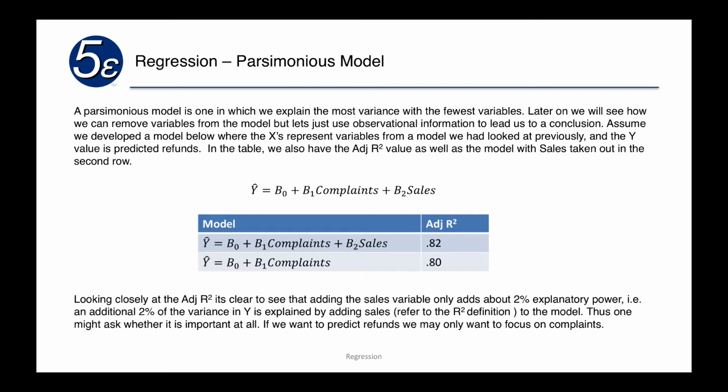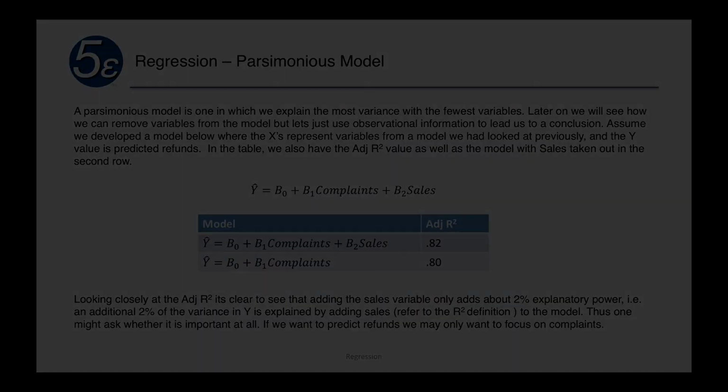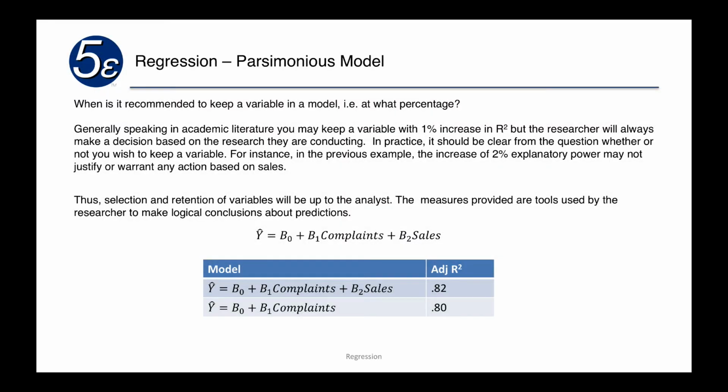So one might ask whether this is important at all. If we want to predict refunds, we may only want to focus on complaints and not sales. Now, some literature and some books may say, well, if you have a 1% increase or a 2% increase, you can keep them. And others might say you can ignore it if it's at 2% or 3%. And this is really up to the analyst or the statistician to take a look and see how important that variable is in explaining what's going on. But it's clear from this type of analysis that complaints is carrying most of the information and telling us about the variance in y. So complaints is the most important variable. So whether we keep sales or not, in reality, is going to come down to the judgment of the analyst.